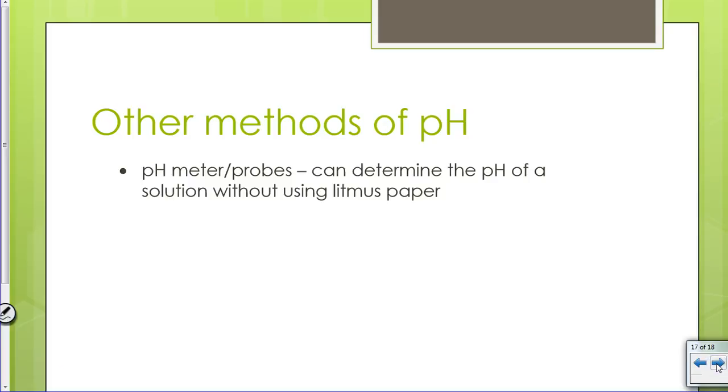Other methods of pH determination. You can use a pH meter or a pH probe. These are something you're going to probably use in Chem 20. They're really easy since you don't have to judge colors, you don't have to judge anything like that. It gives you a nice reading of pH without using litmus paper, without using other indicators like that.